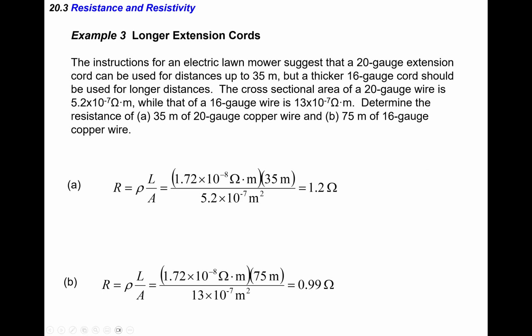The instructions for an electric lawnmower suggest a 20 gauge extension cord. So what is a 20 gauge extension cord? It has a distance, which is 35 meters. So this is the length of the wire, but a thicker 16 gauge cord should be used for longer distance. So the cross-sectional area for 20 gauge wire is this.